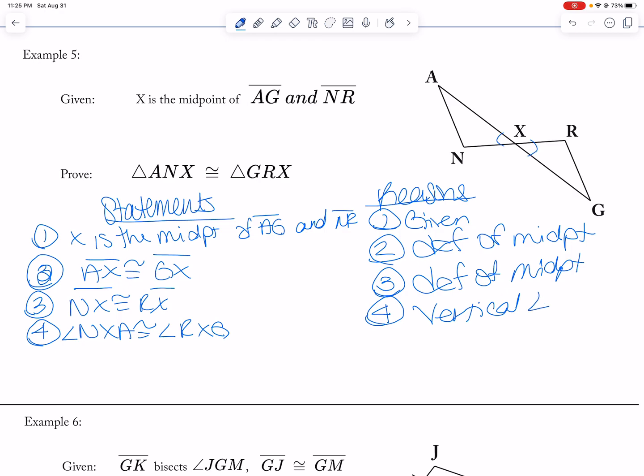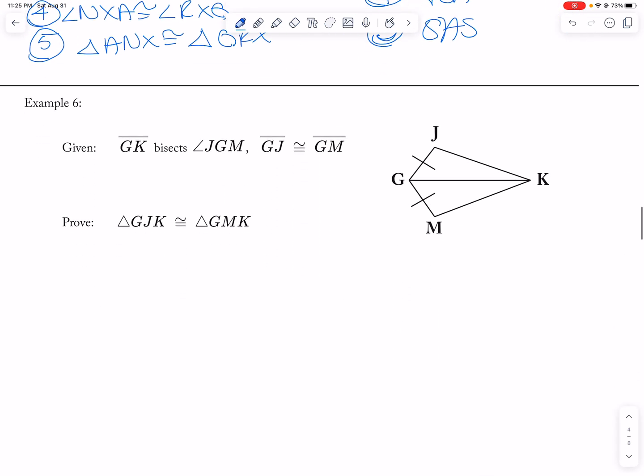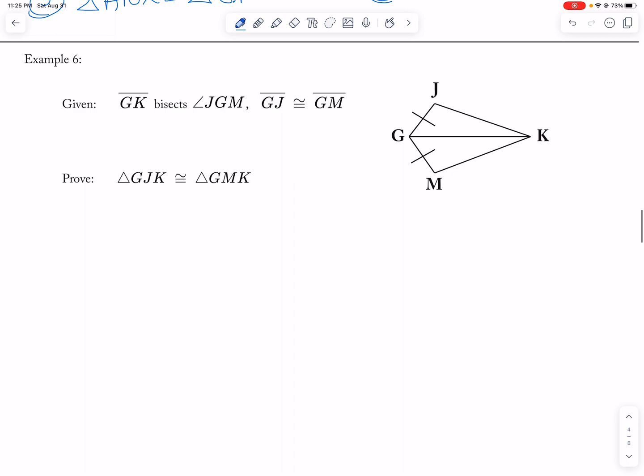So here those angles are congruent. AX is congruent to GX, and then NX is congruent to RX. So now what I have is these two triangles are congruent by side-angle-side, because I got side, included angle, and other side. All right, one more example.